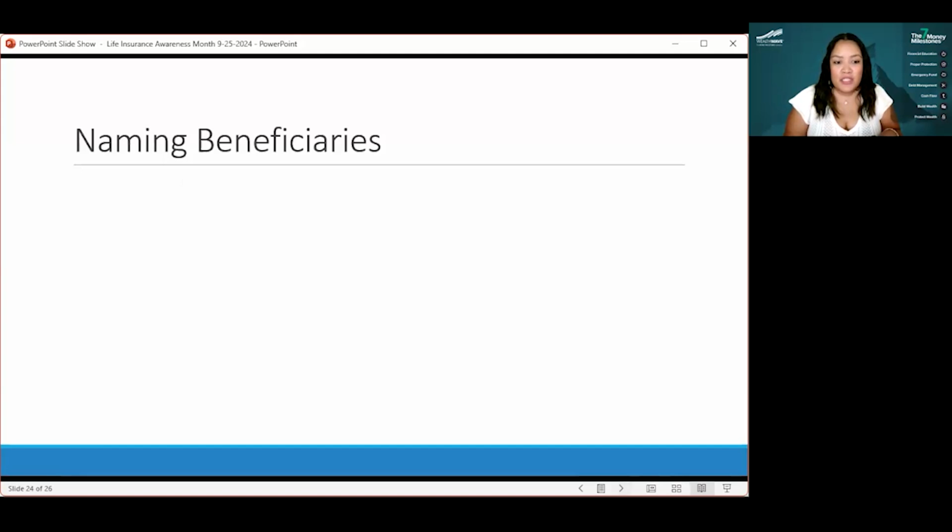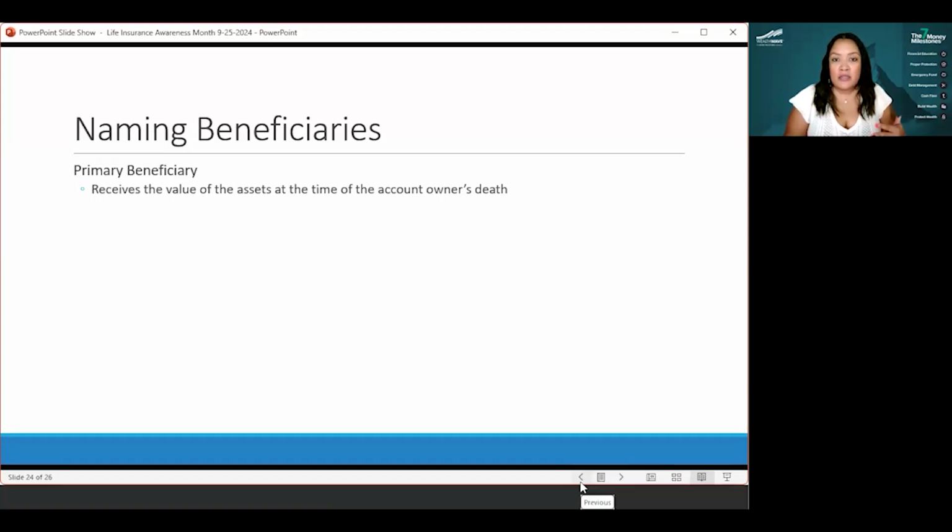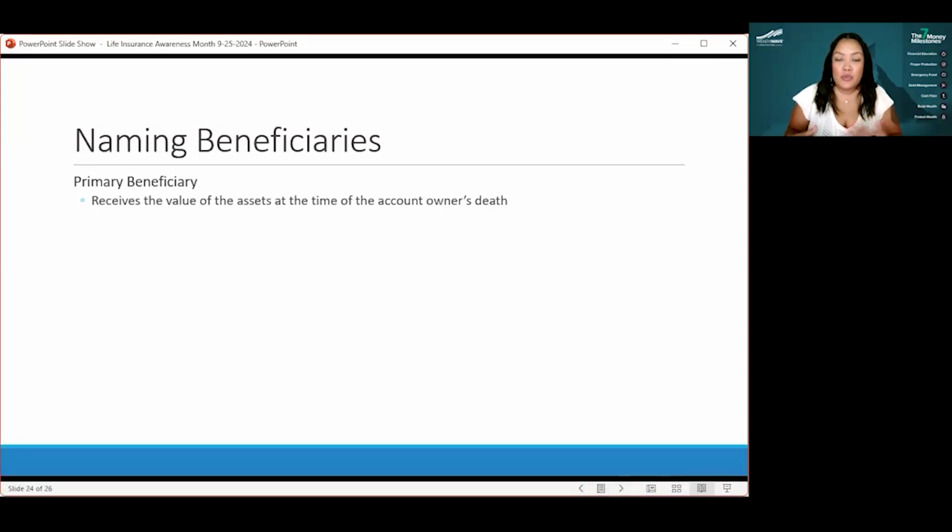Now, real quickly, I wanted to mention this because it's not life insurance, but it's so important. When you're naming beneficiaries, it's very, very important to understand the different types. You have primary beneficiaries. And remember, beneficiaries are the people who, if something happens to you, they get the money. Your primary beneficiary, whoever you name, they receive the value of that insurance policy at the time of your death. That can be one person. It could be multiple people, so long as they split. Like you could say 20% goes to this person, 30% goes to this, 50% goes to whoever. It doesn't matter the split, so long as it equals 100% if it's more than one person.